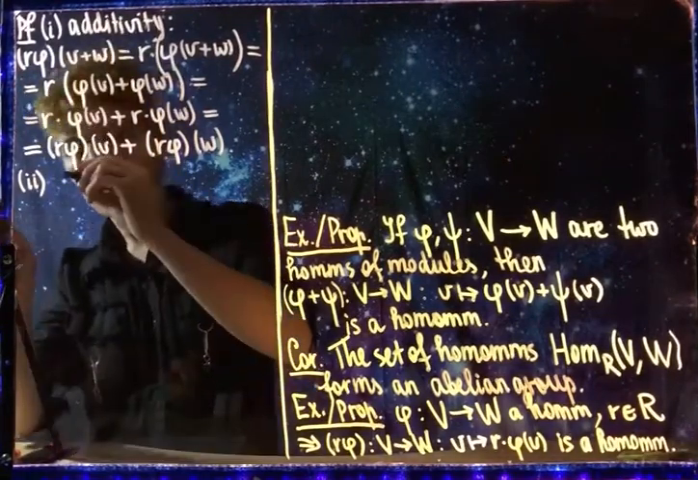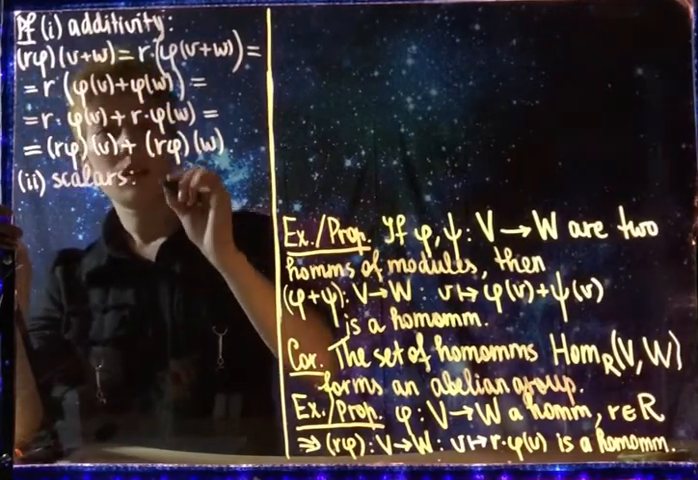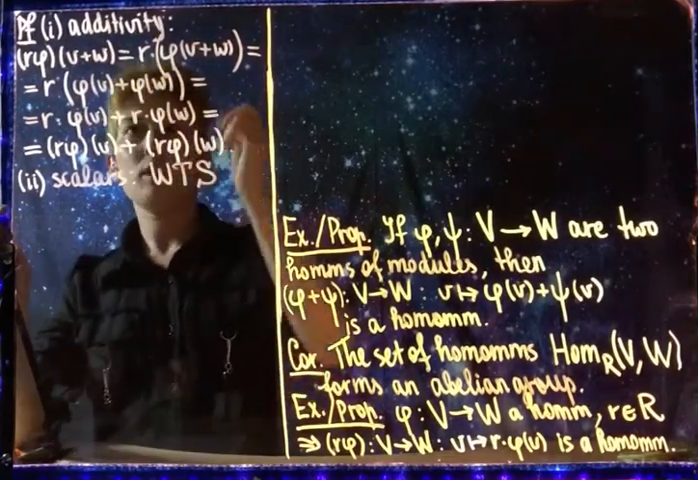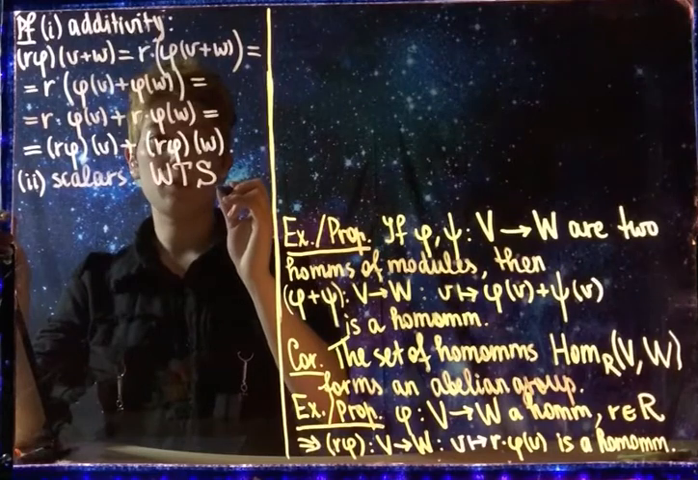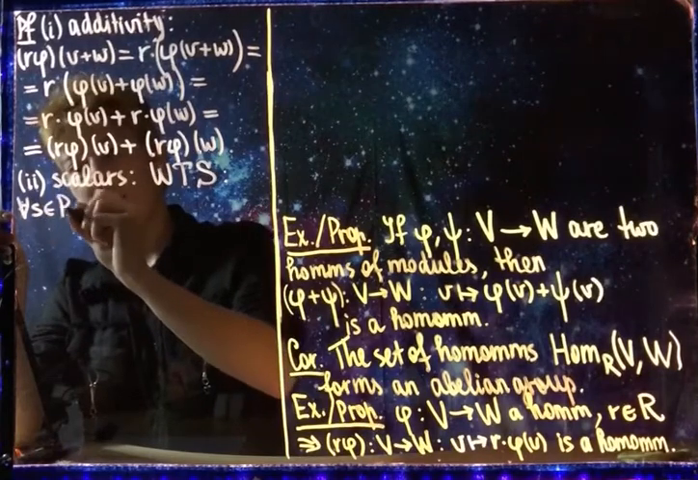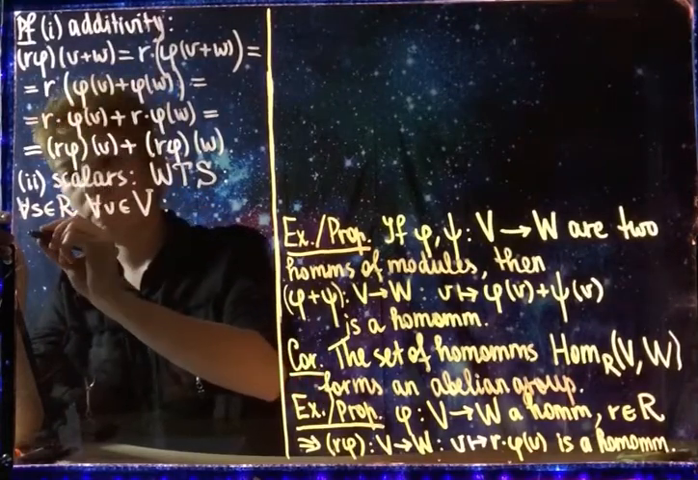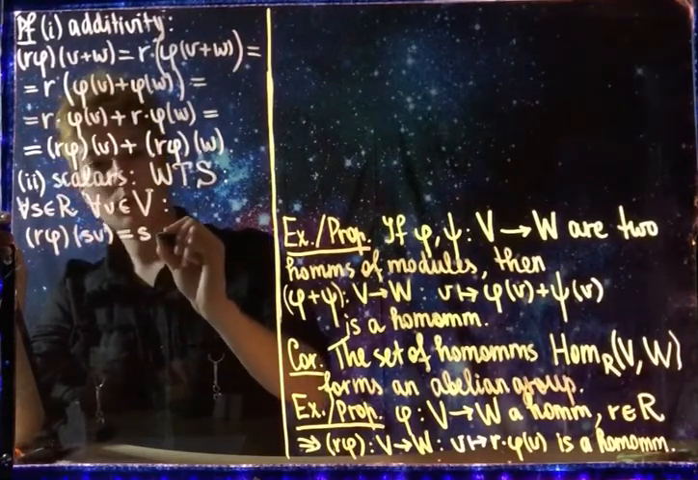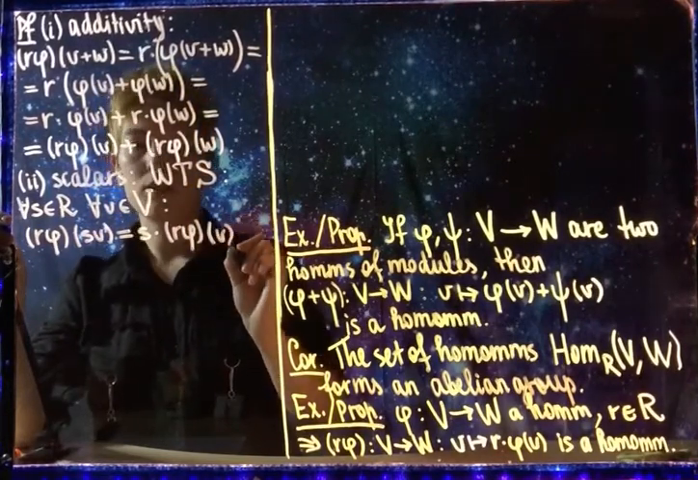And multiplication by scalars. I would like to avoid writing out long lines of equalities, so I will just write what we want to show. And it is that for every S in R and every V in V, Rφ applied to SV is equal to S times the result of application of Rφ to V.